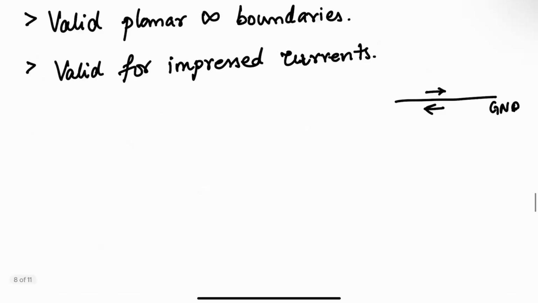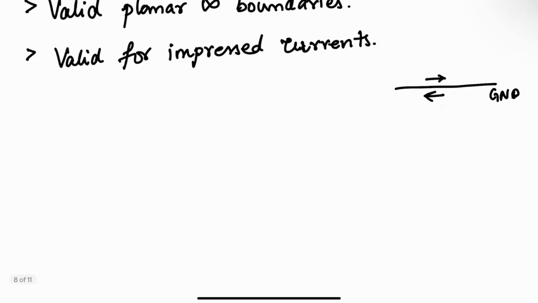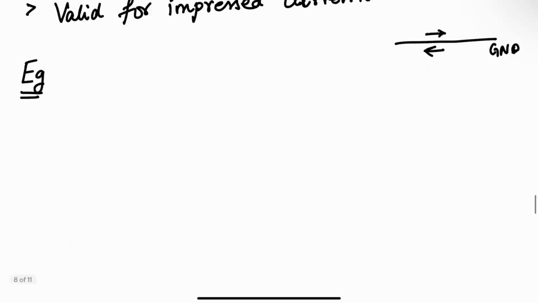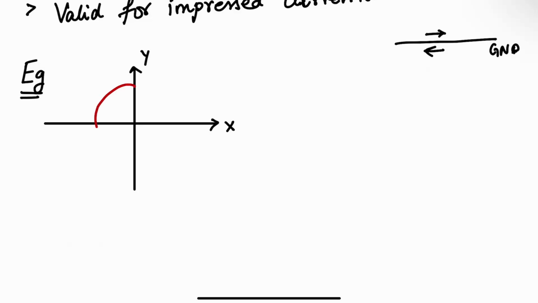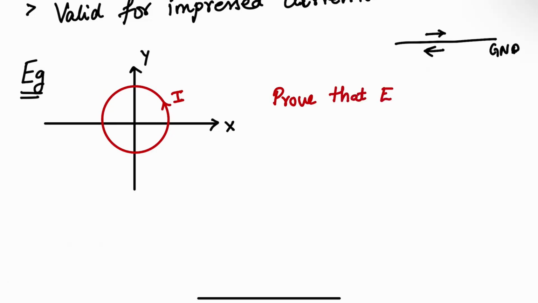Okay. All right. So we'll take a quick example and show how image theory could be used. So let's say you're asked to solve this problem. This is one of the example problems in the book as well. So you're in the XY plane. You have a circular symmetric loop of current about the XY plane, and it's carrying some current I. And you're asked to prove that the electric field generated by this current has no Z component.